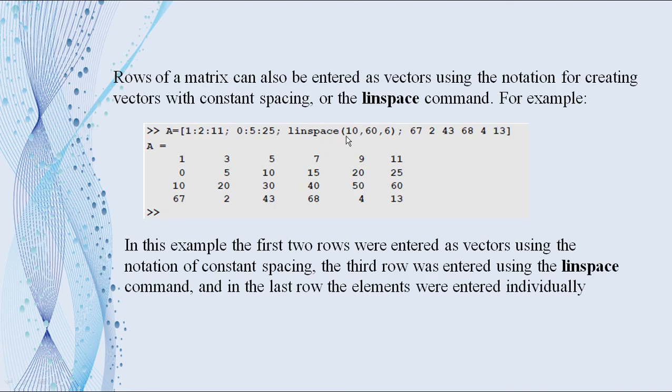The next, linspace of 10, 60, 6. How many elements should you have? 6 elements. So the starting element is 10, the last element is 60, and you need to have the remaining 4 elements. MATLAB will calculate with correct spacing. So that's why you have 10 20 30 40 50 60. The last row is directly available here. In this example, the first 2 rows are entered as vectors using the constant spacing technique, the third row was entered by the linspace command, and the last row is entered with individual entries.